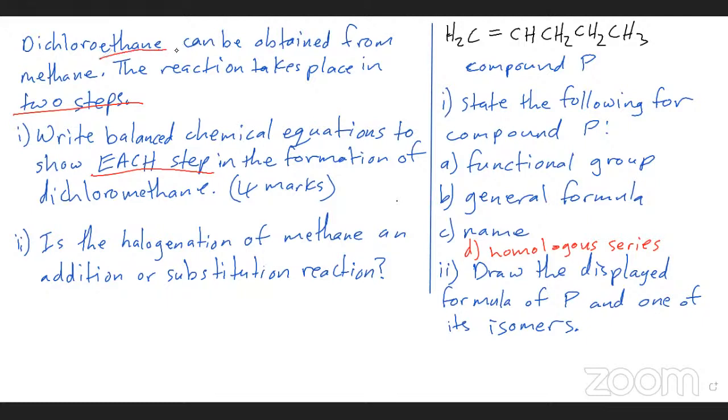So ethane, right? You have to pay careful attention. I put methane. Sorry about that. It's dichloroethane. All right, so we'll start out with ethane, which is C2H6. And what will I react it with? Cl2. Right.